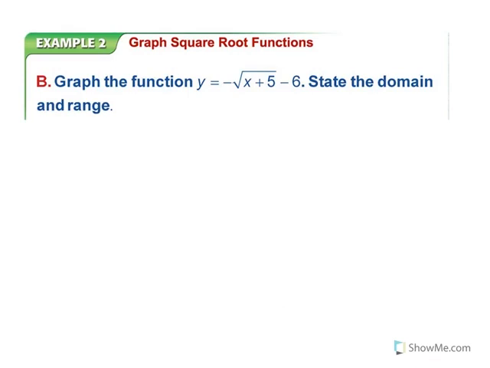Alright, example 2b, graph the function y equals negative square root of x plus 5 minus 6. State the domain and range. Alright, we're going to talk about the transformations again. This negative sign means that we're going to flip over the x-axis.